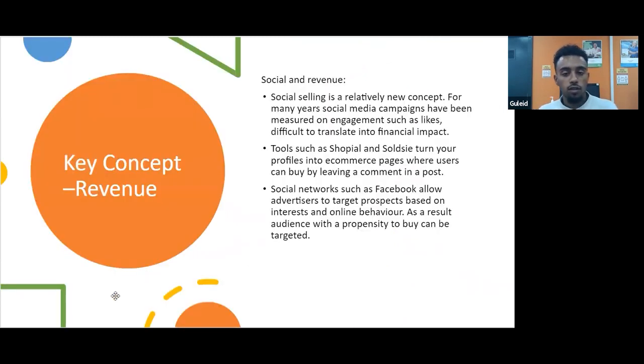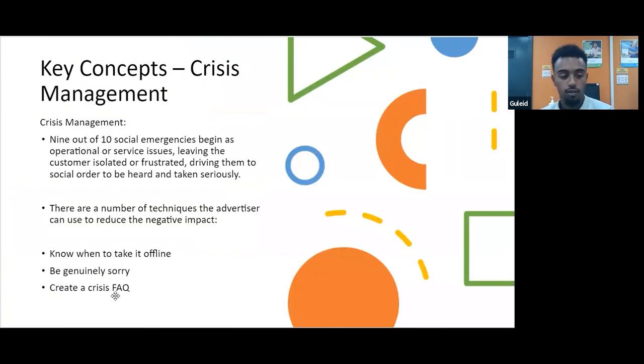So revenue can be gained through the power of social media. Social networks such as Facebook allow you to advertise, targeting prospects based on the interests of consumers. You can monitor online behavior, and this results in audiences with a propensity to buy your product. This method makes the buying process a lot quicker and easier for consumers. It reduces the number of clicks, and essentially you want your consumers to have more of a propensity to buy your product. You do that through regular advertising and regular communications.